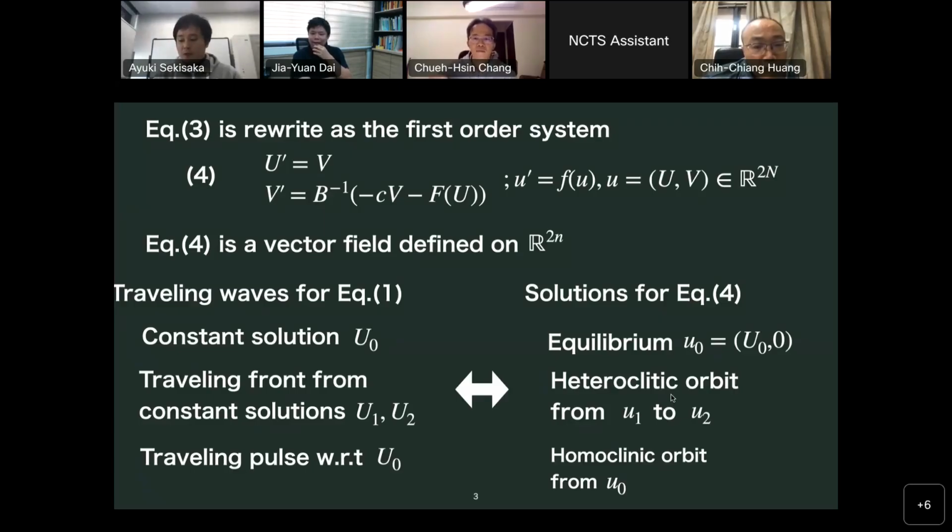Each equation has a corresponding solution. For example, for traveling waves of equation 1, the partial differential equation, constant solutions correspond to the equilibrium points of the vector field. A traveling front from a constant solution U1 to U2 corresponds to the heteroclinic orbit from U1 to U2 for the vector field. Traveling pulses with respect to a constant solution U0 correspond to the homoclinic orbit from U0 in the vector field, equation 4.